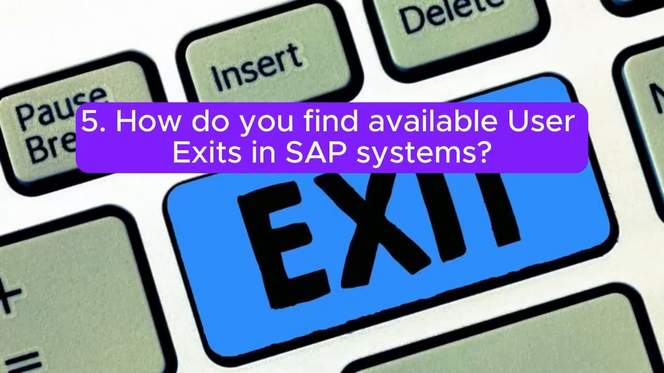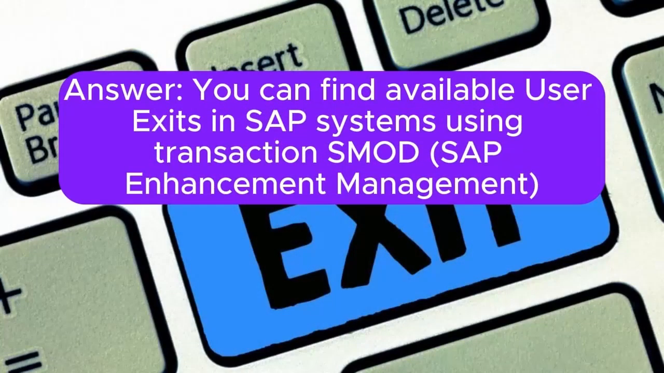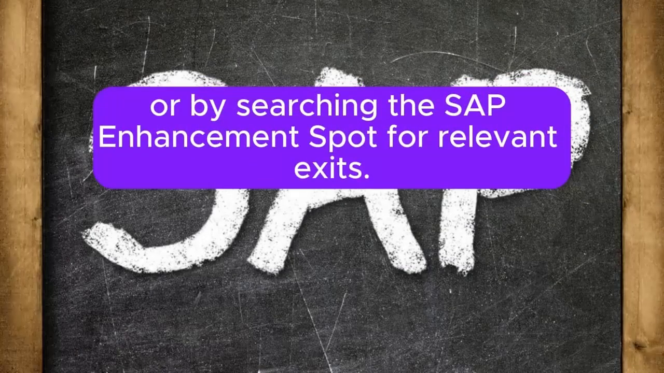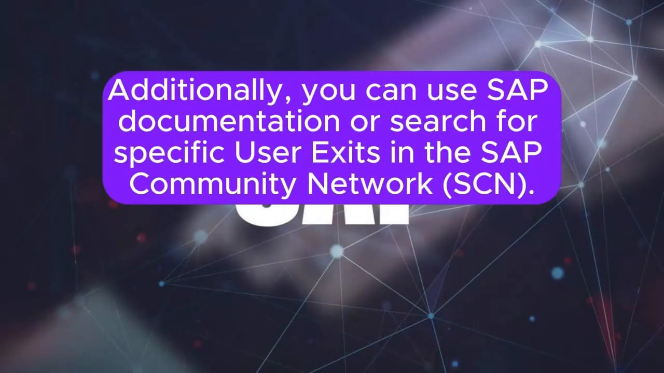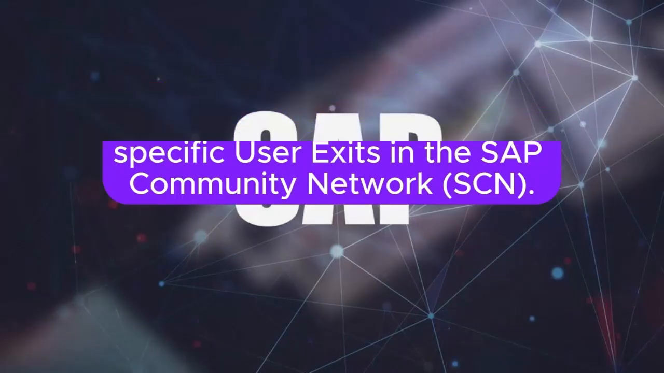5. How do you find available user exits in SAP systems? Answer: you can find available user exits in SAP systems using transaction SMOD SAP Enhancement Management, or by searching the SAP Enhancement spot for relevant exits. Additionally, you can use SAP documentation or search for specific user exits in the SAP Community Network SCN.